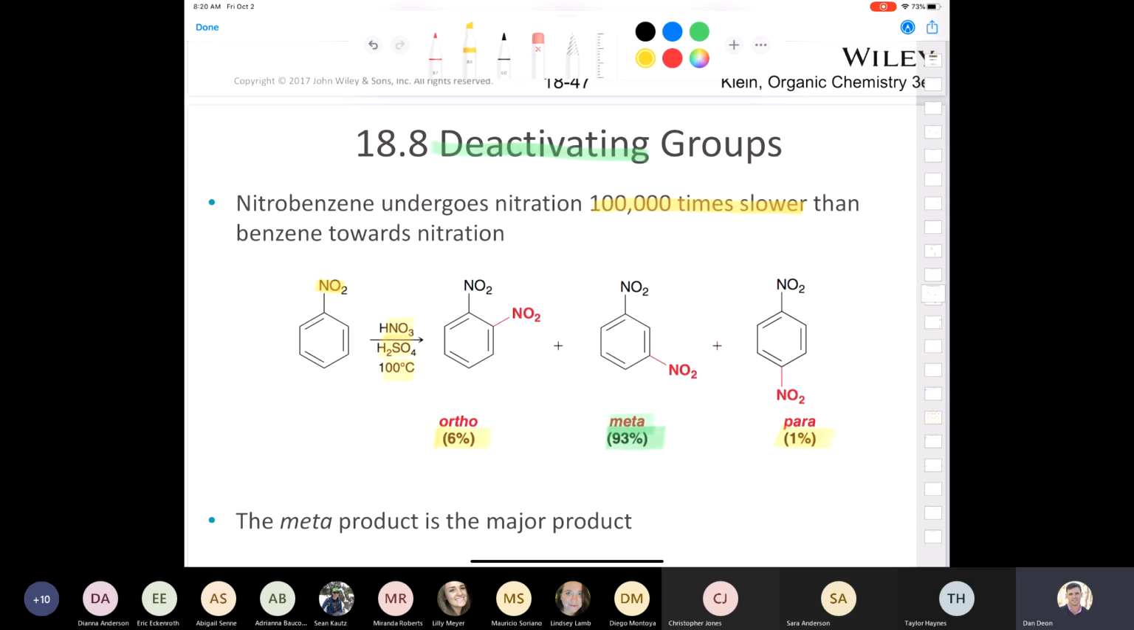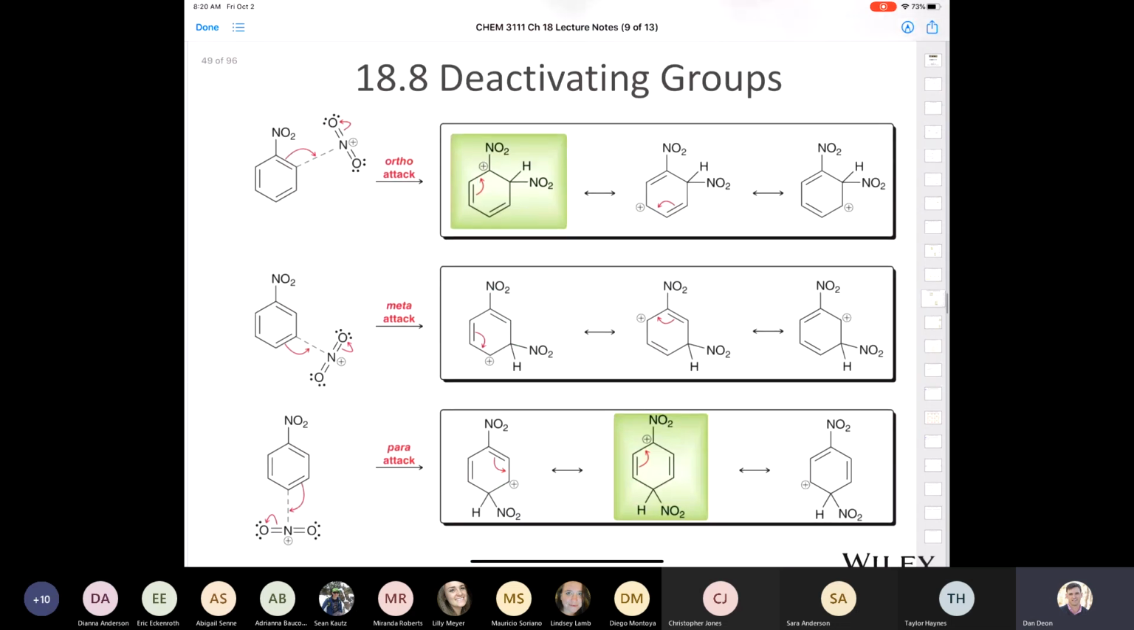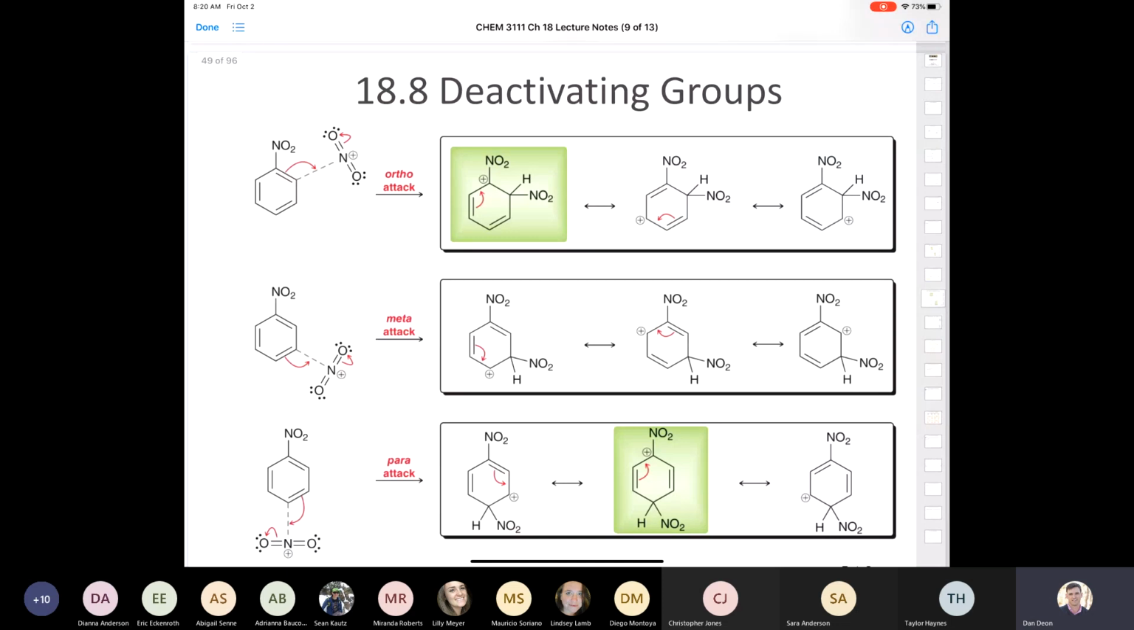In fact, don't think, oh, it's 100,000 times slower, it's useless. No, I'd say if it works in 93%, hey, I'm there. Anyhow, I've done lots of reactions that aren't 93% yield, I can tell you that. Anyhow, so deactivating groups, let's take a look at the sigma complexes, right?